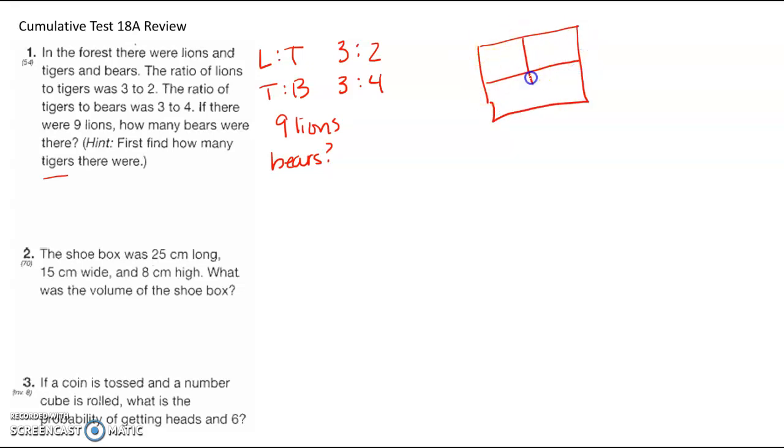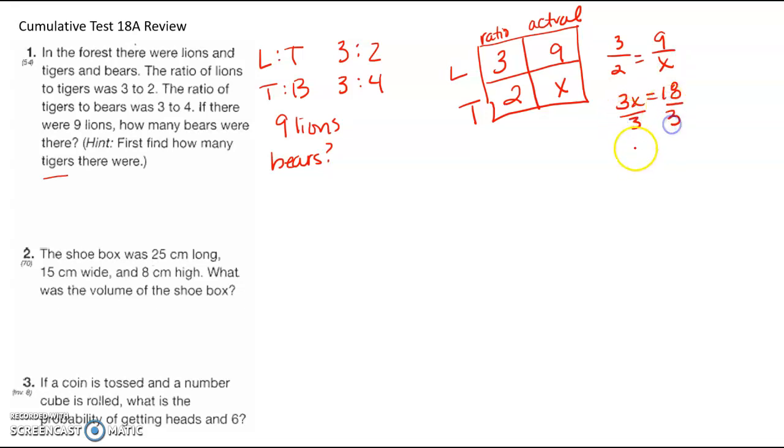Let's do lions to tigers. So we have our ratio and our actual. Lions to tigers is 3:2. We have 9 lions, so we're looking at tigers. So we have 3/2 is equal to 9/x. 3x is equal to 18. X is equal to 6. So we have 6 tigers.